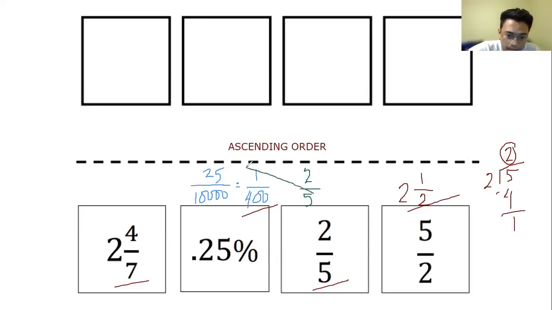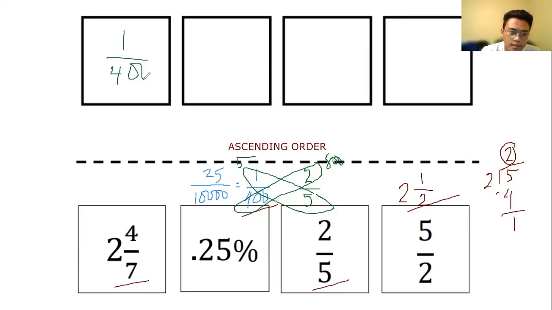So cross multiply, 1 times 5, then 2 times 400. 5 times 1 is 5. 2 times 400 is 800. So basically, 2 fifths is the greater fraction than 1 over 400. So what will be your least? Your least is 1 over 400. So no problem anymore with the next least number. That will automatically be 2 fifths.